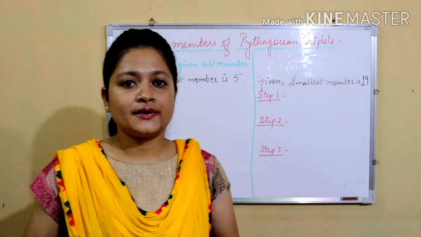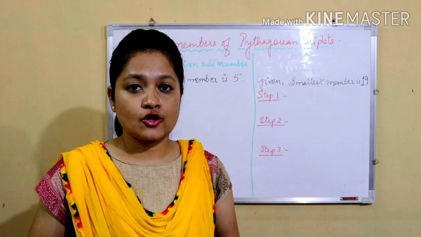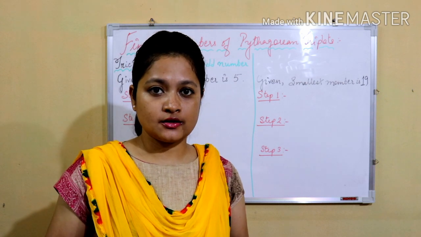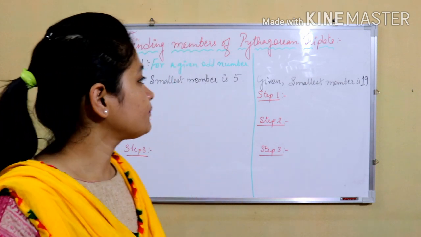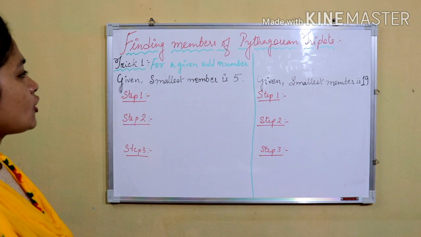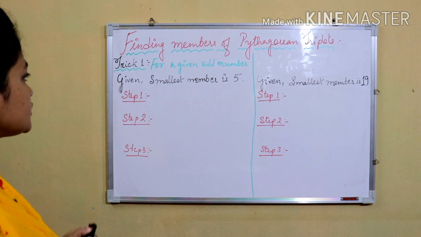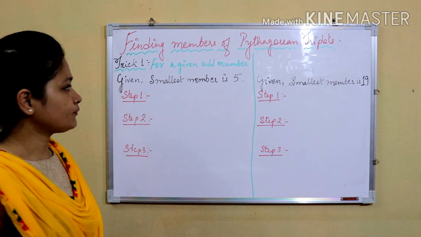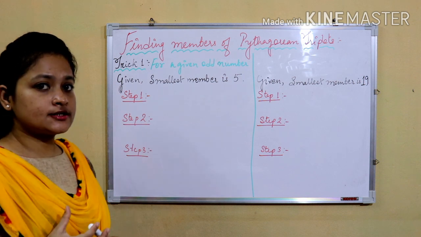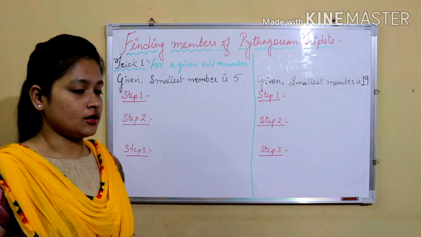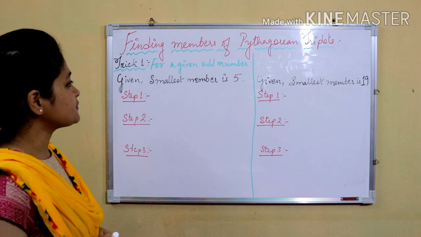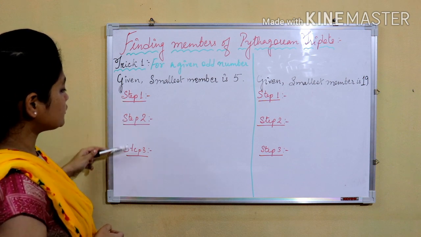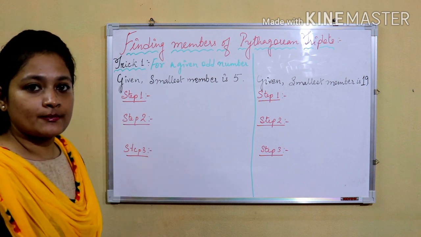So our next topic is finding members of Pythagorean triplets. So in this case I will show you two tricks. Let us see the first trick here. So finding members of Pythagorean triplets. The first trick is for a given odd number. That means the smallest number will be given to you, which is an odd number. So given smallest member as 5, let us see what I can do. Within 3 steps we will get the other 2 members.